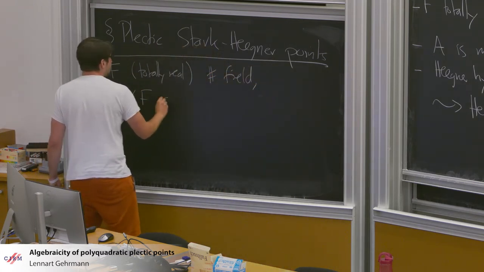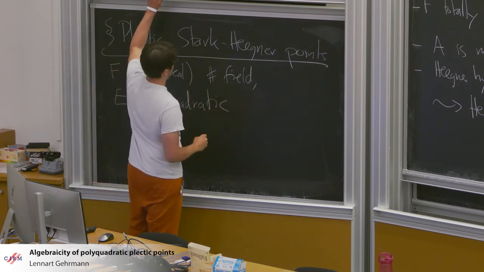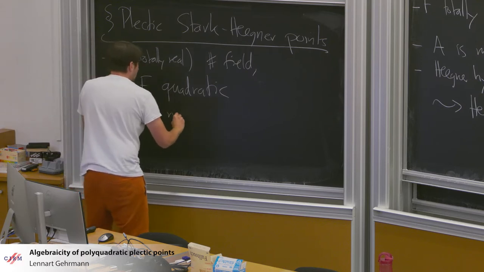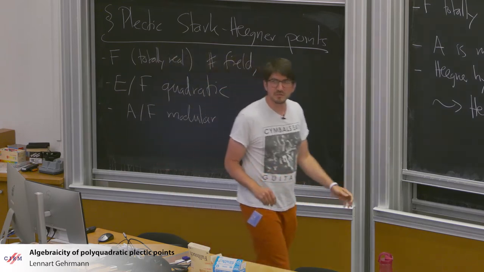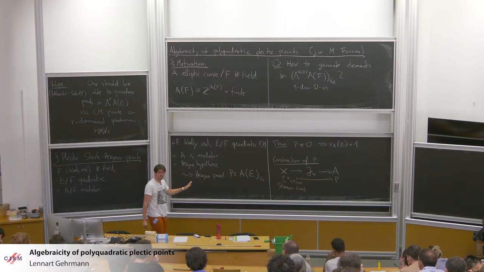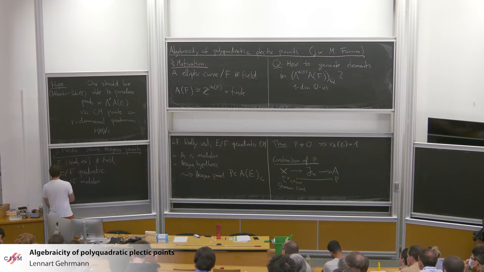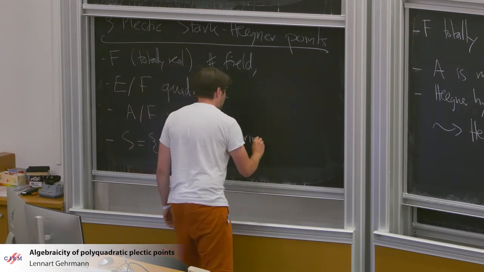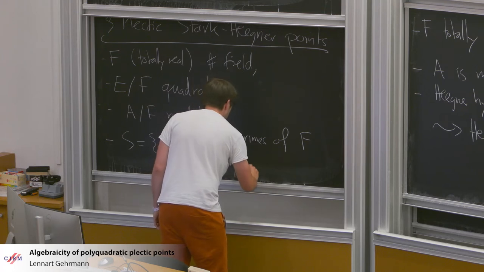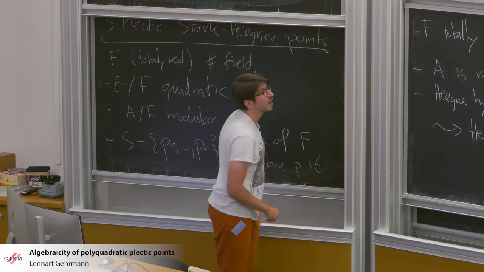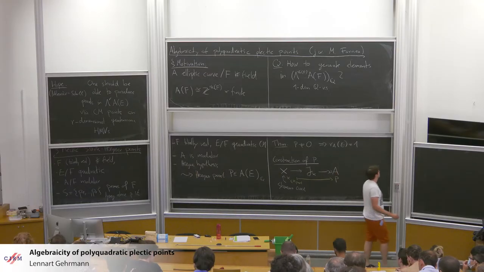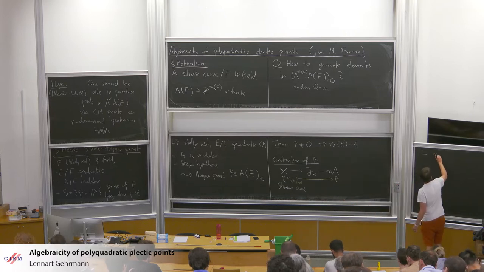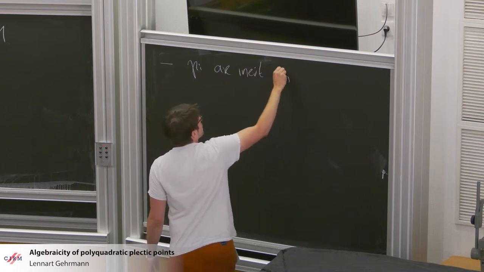And E over F will be just any quadratic extension, so no CM assumption. A over F is still modular. But as I said, this will be a p-adic construction, so I replace the CM assumption by some assumption at p. And there will always be S, a finite set of primes of F lying above p, such that somehow the analog of the CM condition is that all these p_i are inert in E over F.